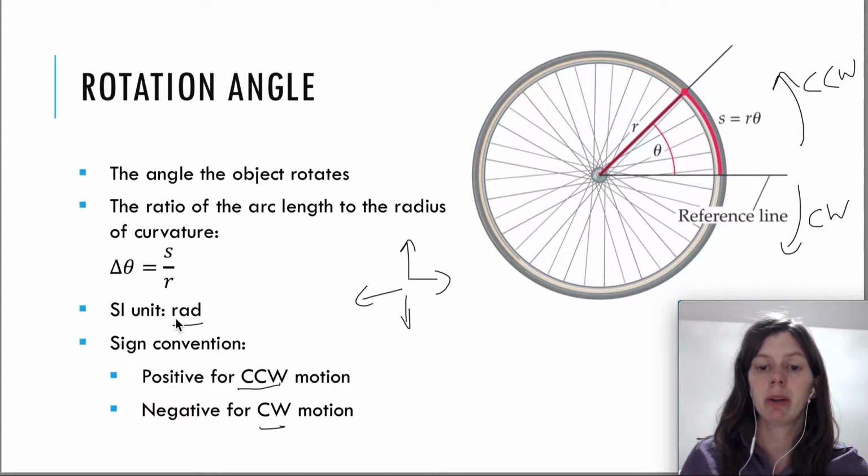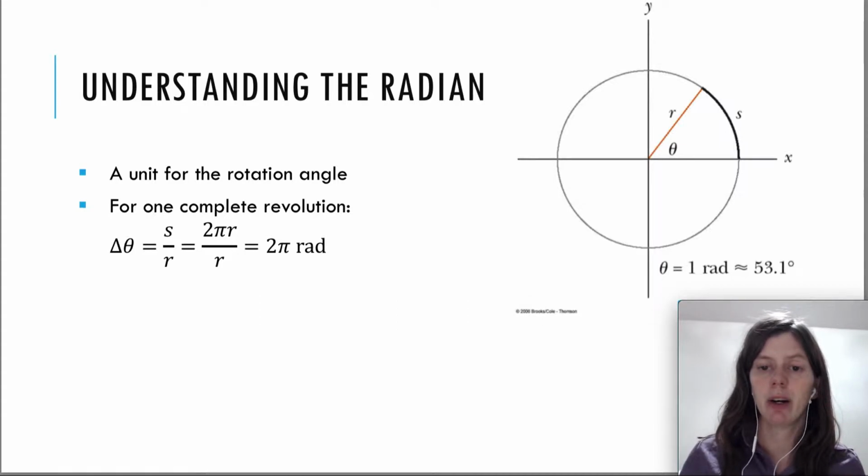So now we're ready to just spend a tiny bit more time on the units for the angle, which is the radian, just because this is kind of a funny unit. So I have a slide here, understanding the radian. The radian is a unit for the angle. And we saw this definition on the previous slide, that the angle is the arc length over the radius. So the way that I like to understand the radian is I like to think, okay, what if the angle that I'm rotating through is a whole revolution?